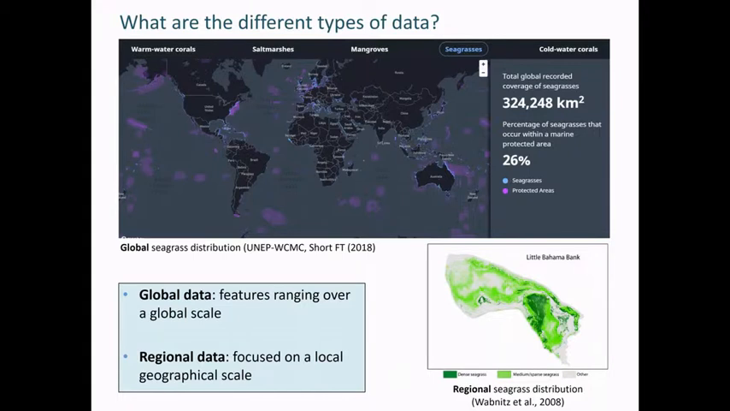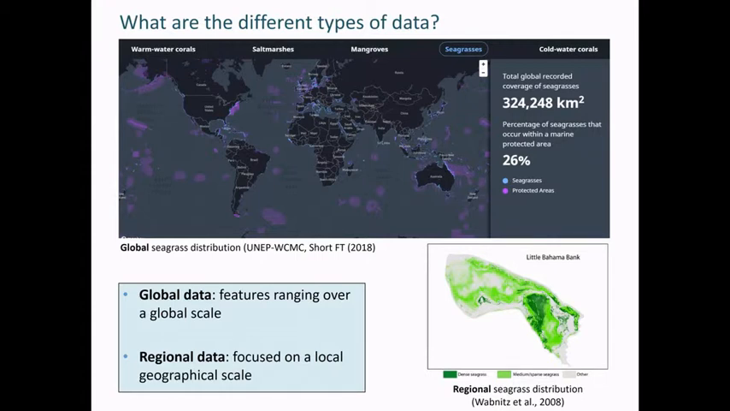There are many different types of data, which can be classified in different ways. For example, by what they represent, when or how they were collected. One way of differentiating data is by their geographic scale. Global data contain features ranging over a global scale, which means trends are comparable globally.